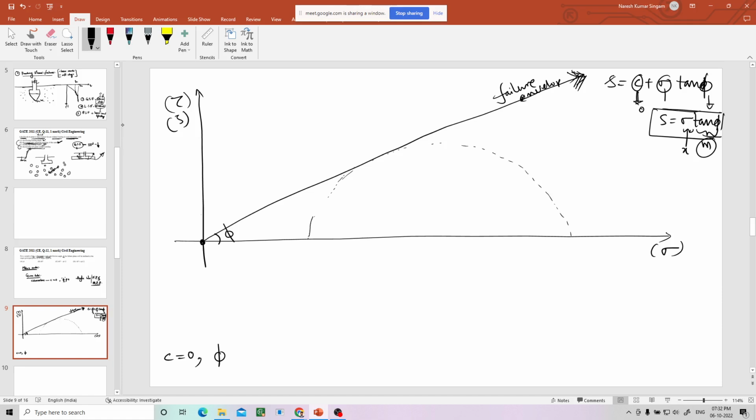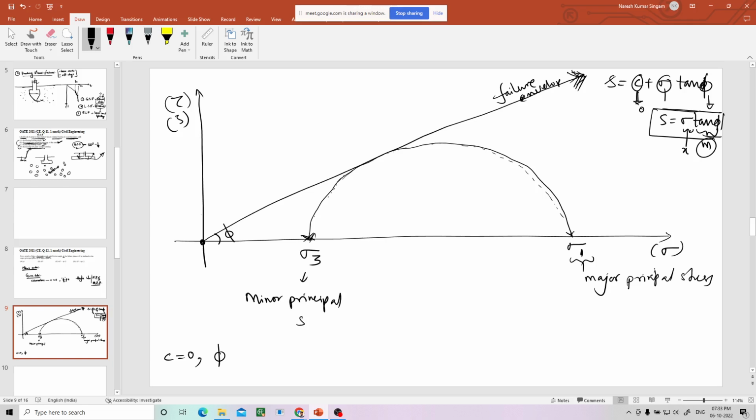So I am drawing a Mohr circle. This is sigma 3, this is sigma 1, this is major principal stress. This is minor principal stress.